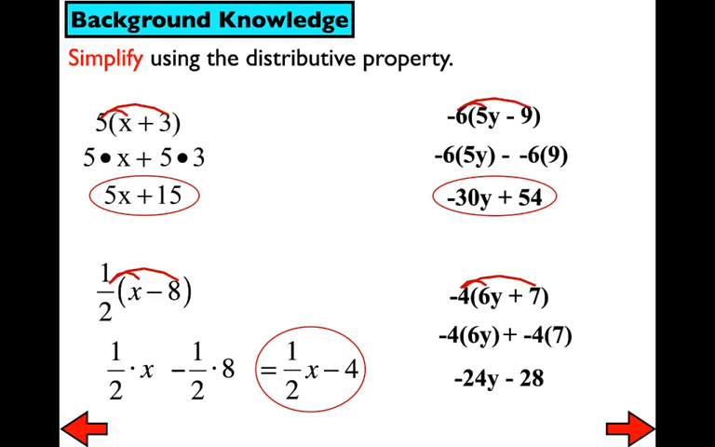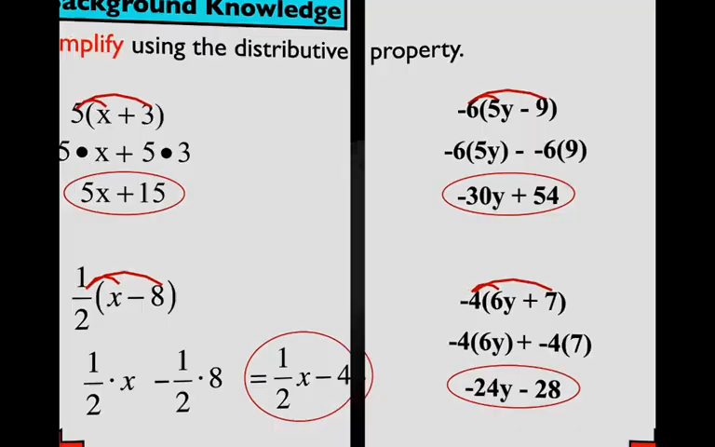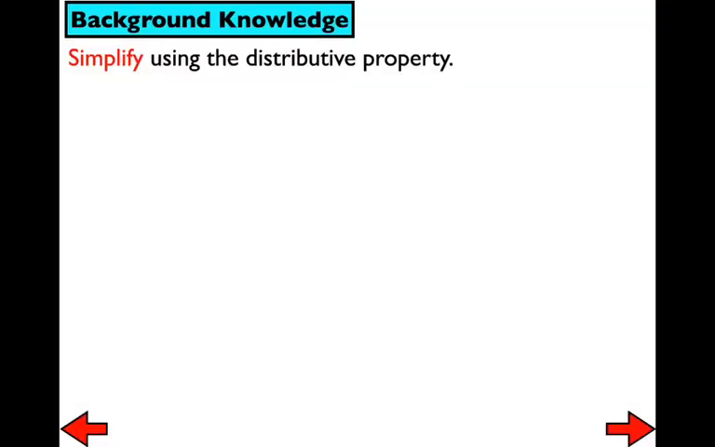Some people will want to write that as negative 24y plus negative 28, which technically is the same, but in My Open Math it's going to mark it wrong because we need to write things as simple as possible, which in this case would be negative 24y minus 28. Continue on. Stuff from the 7th grade.